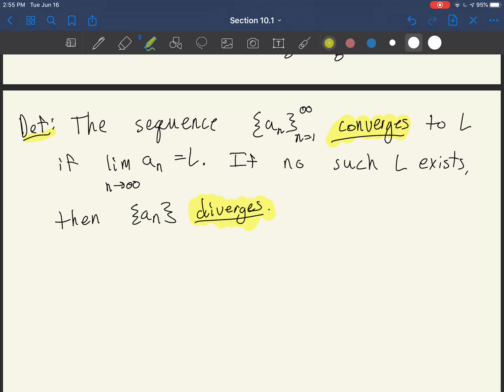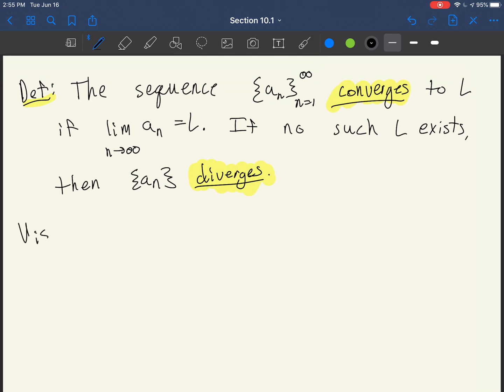So this is very similar to the improper integrals. That's why we did the improper integrals last in our integral techniques. In that an infinite sequence converges if, as you go off to infinity, that tail goes to something. And then if it doesn't, then it diverges.